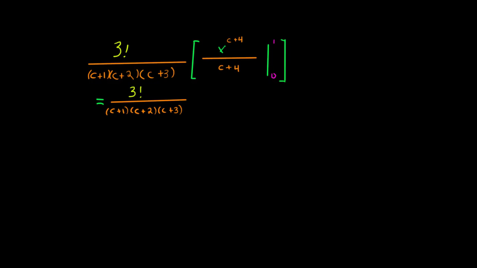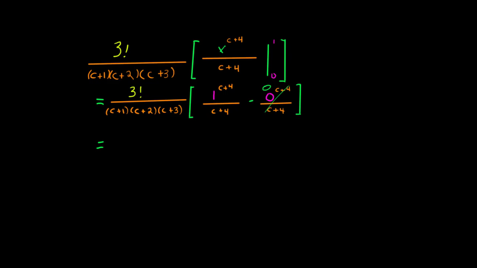And then inside the brackets, what do we get? We plug in 1 for x there, 1 to the c plus 4 over c plus 4, minus, plugging in 0 here, 0 to the c plus 4 over c plus 4. Well, that second term there, that just equals 0, so I'll just cross it out. That's 0.